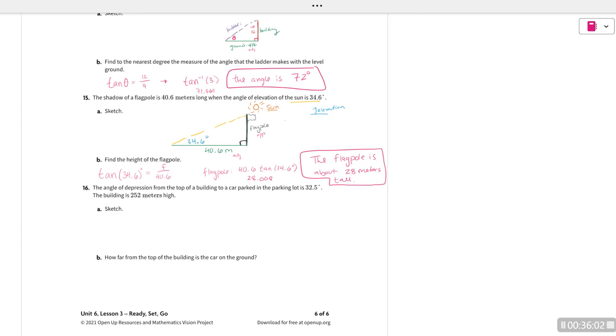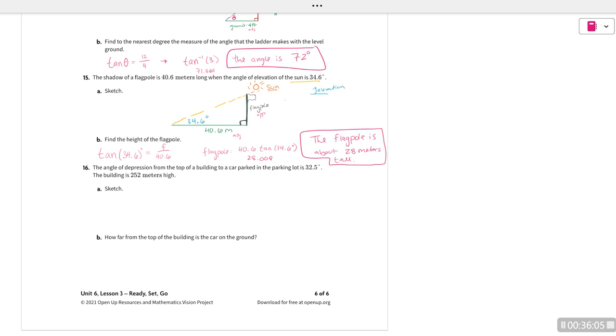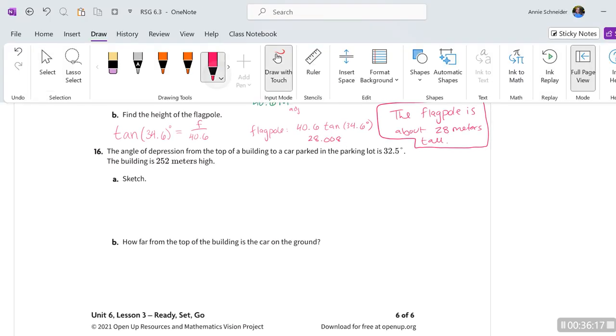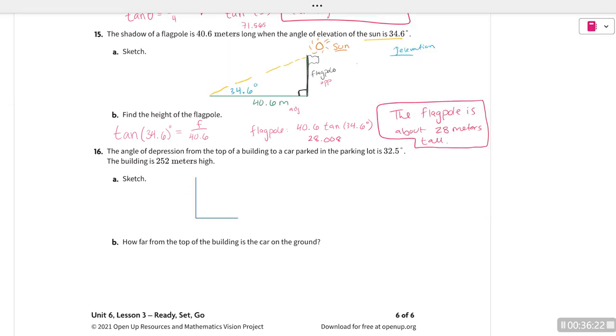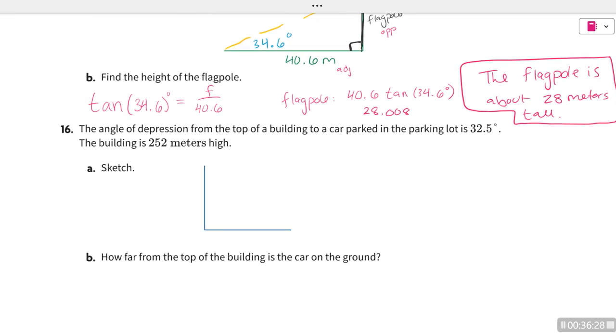So question 16 says the angle of depression from the top of the building to a car parked in the parking lot is 32.5 degrees. The building is 252 feet high. So let's draw this. Okay, so there's our building, and here's some parking lot. And we know that height is 252 meters. And again, we're going to assume that this building is structurally sound.